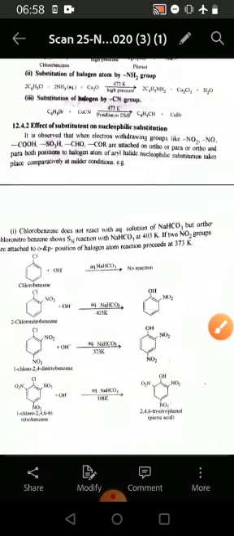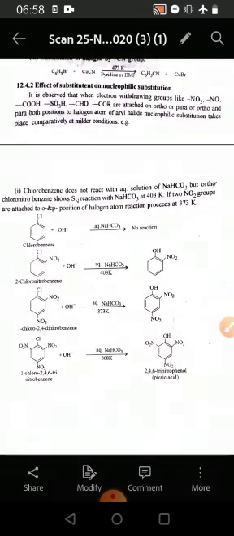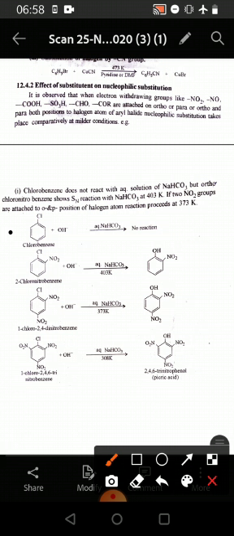Now we come to the effect of substituents on nucleophilic substitution. It is observed that when electron withdrawing groups like NO2, NO, COOH, SO3H, CHO, COR are attached at the ortho or para, or ortho and para both positions to the halogen atom of aryl halides, nucleophilic substitution takes place comparatively under milder conditions. For example, chlorobenzene reacts with aqueous alkali in the presence of aqueous NaHCO3 and no reaction takes place.